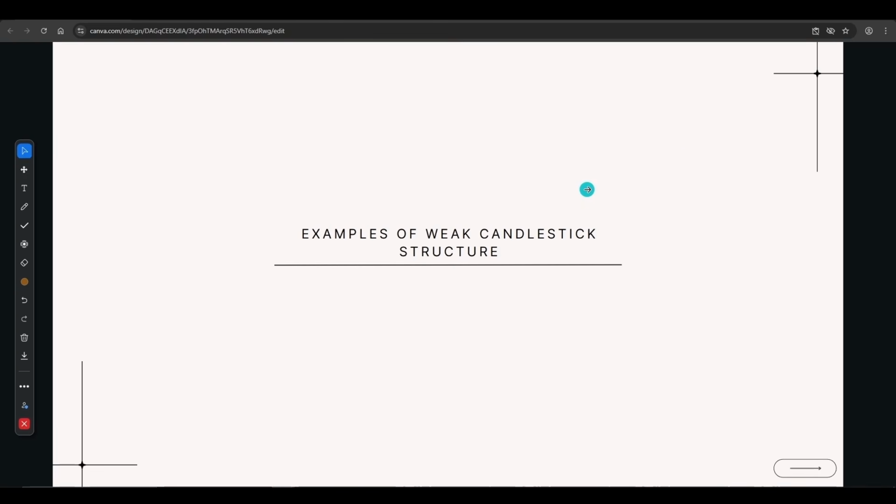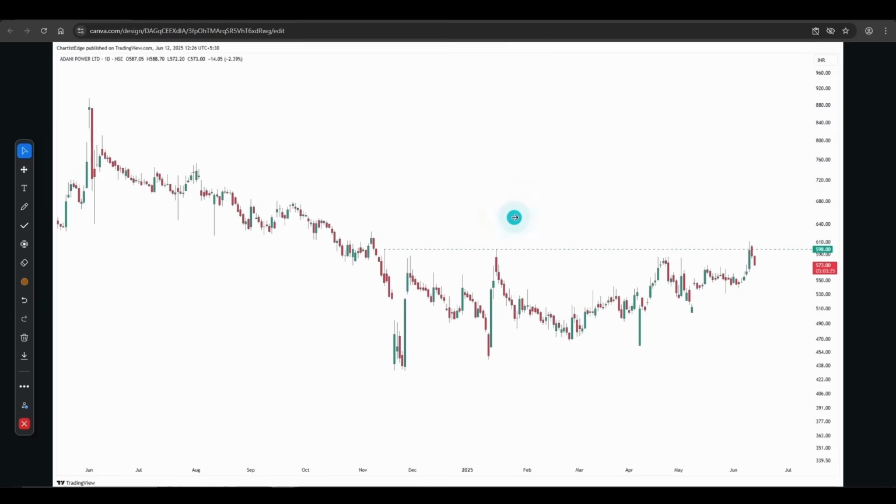Let us move on, and here we will see examples of weak candlestick structures, the structures that we should avoid. Same thing like we discussed previously, Adani Power, we should avoid these kind of price structures where the volatility is present throughout the downward phase and the sideways phase, until and unless it transitions from a volatile to a clean and linear up move or a clean price structure. We should avoid these type of price structures.